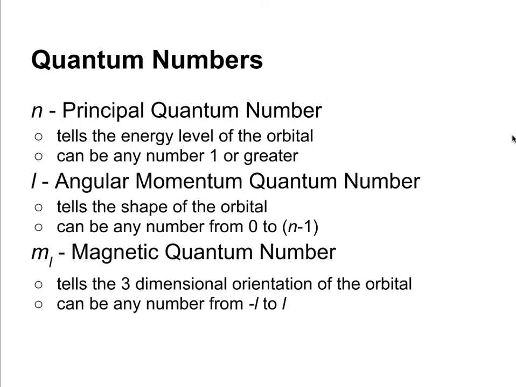And m sub L is the magnetic quantum number. This tells the 3-dimensional orientation of the orbital, because atoms don't exist flat on paper or on a screen. They're 3D things. And the value of the magnetic quantum number can be any number from -L to L. Orbitals on the same energy level, or orbitals that have the same value of n, make what's called a shell, and different orbital types that exist within a shell are called subshells.